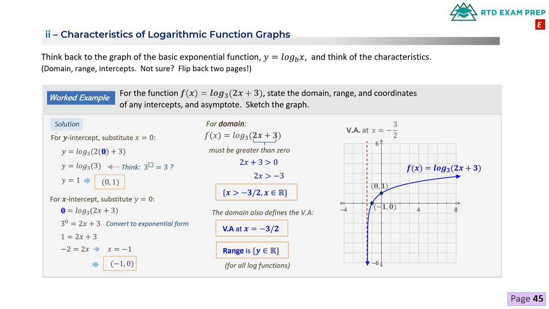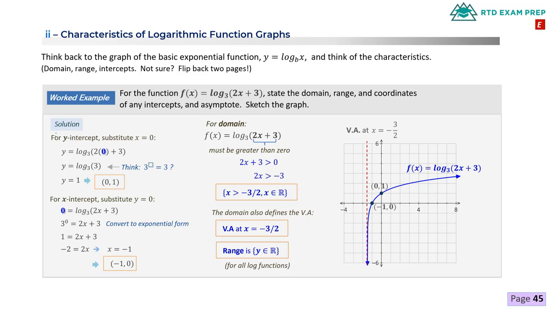Let's look at some of the characteristics of a transformed logarithmic function. First, we'll talk through the worked example, and then we'll go through one step by step. Here we see the function f of x equals log base 3 of 2x plus 3. Now, in order to determine the domain, we'll also be finding the vertical asymptote at the same time.